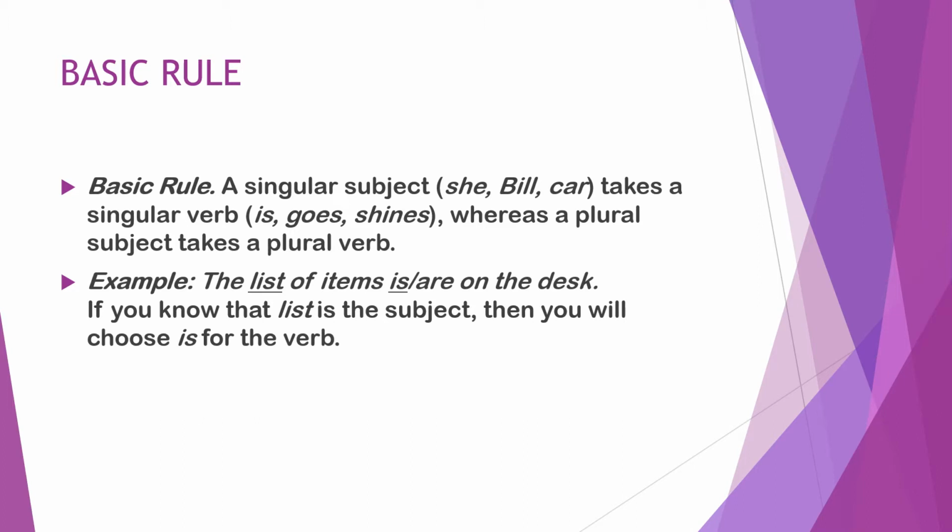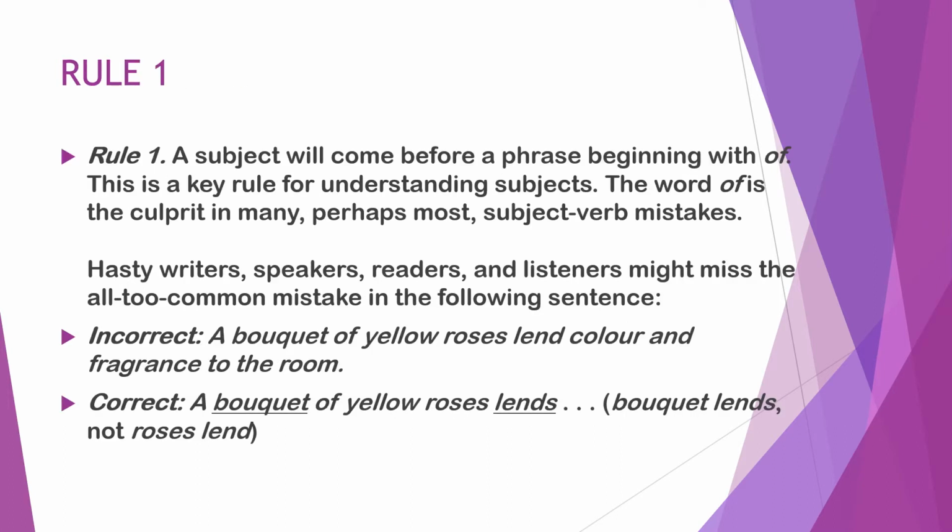She walks. He drives a car. Okay, singular, singular. Whereas a plural takes a plural verb. They walk. They work. Example, the list of items is or are on the desk. If you know that the list is the subject, then you will choose is for the verb. Okay, let's begin. That was just the general rule. I hope and I think you know. Okay, let's look at rule number 1.